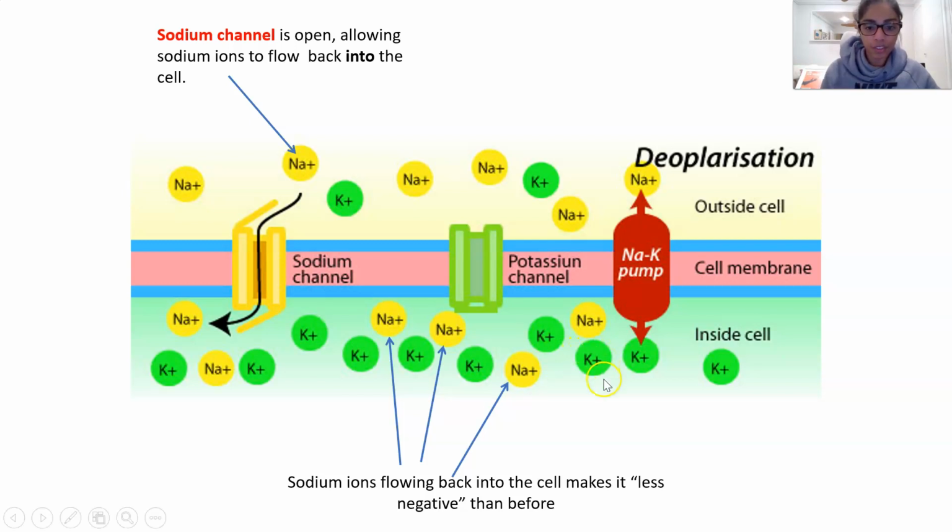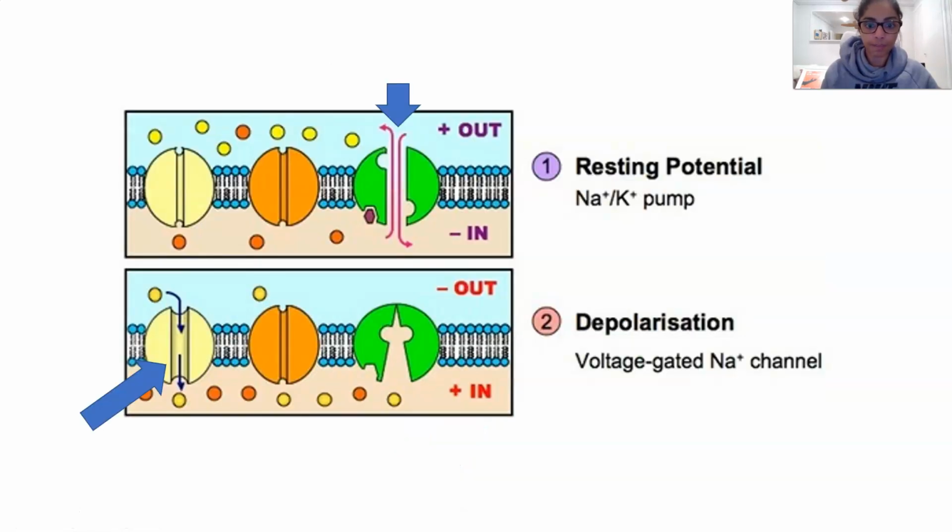Now you'll notice in this diagram, the potassium channel remains shut. So in depolarization, we are only focusing on sodium channels opening and sodium entering the nerve axon, and this is depolarization.